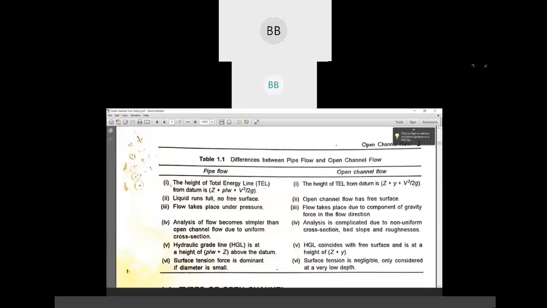Here you can see, first one, the height of the total energy from the datum is Z plus P by W plus V square by 2G. Whereas for open channel, Z plus Y plus V square by 2G. The only difference is the potential energy head, the middle portion. For pipe flow, it's P by W, that is specific weight, and for open channel, it's the depth of flow.